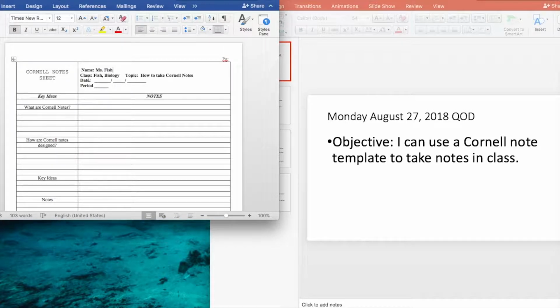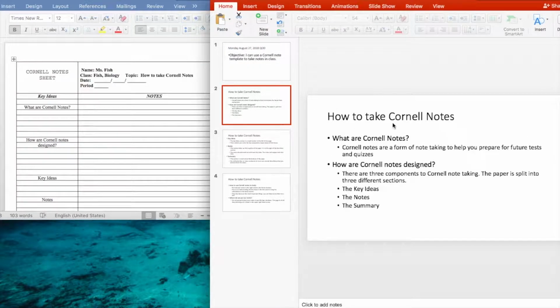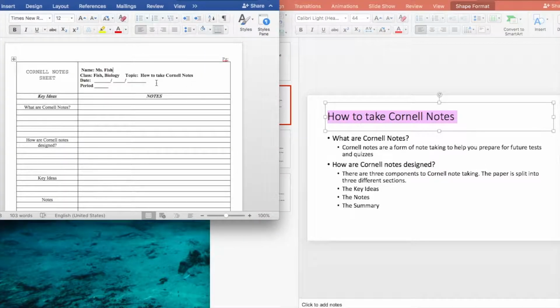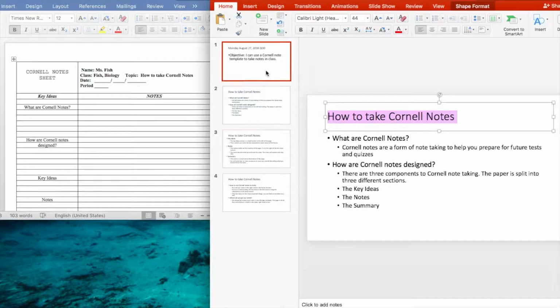Alright, so notice here I have the class already filled in for you. It's Fish and it's biology. And then the topic today is how we're going to take Cornell notes. And as we move through our PowerPoint, you'll see that the topic is going to be at the top here on each slide. So that's going to be where your topic is located.